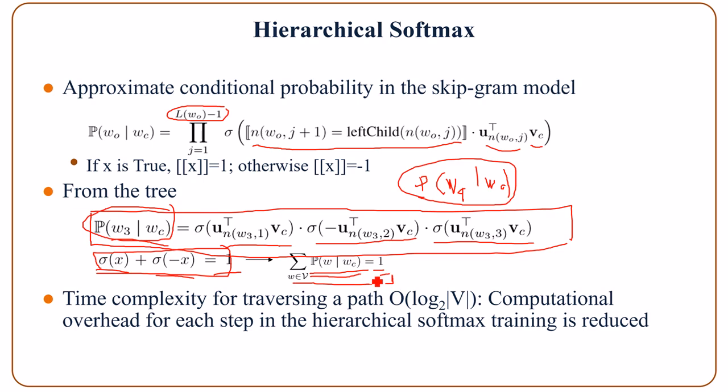The time complexity for traversing the path from the root to the node just before the leaf of the context word is in the order of log with base 2 of V. So here we can see that the computational overhead for each step in the hierarchical softmax training is much reduced.